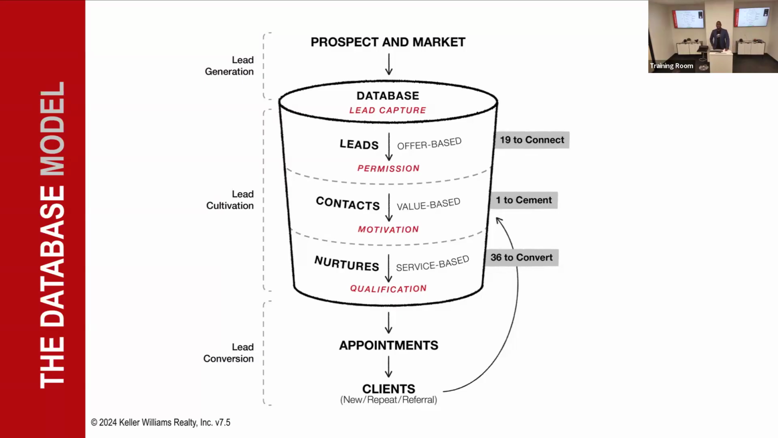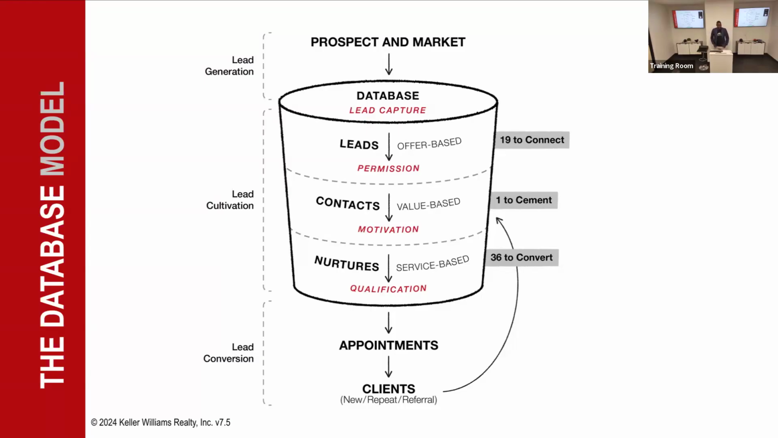Usually it starts with motivation. They've told you their motivation. We plan on moving in the next 3 years. Okay, great. Let me tell you what it's worth today. We start the engagement process. Nurtures, this is your long term, so 36 to convert.